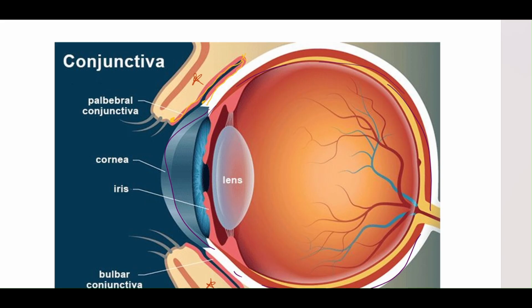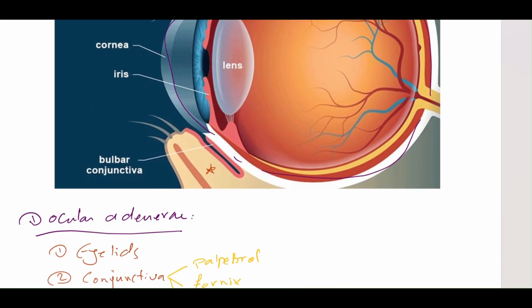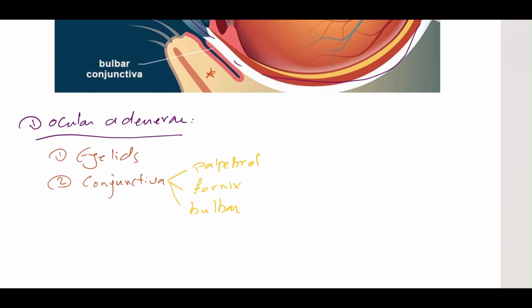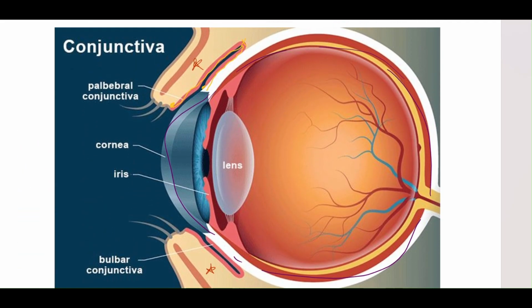Along with the conjunctiva, we have Tenon's capsule. Tenon's capsule is a fibrous connective tissue lining the eyeball from the front to the back.